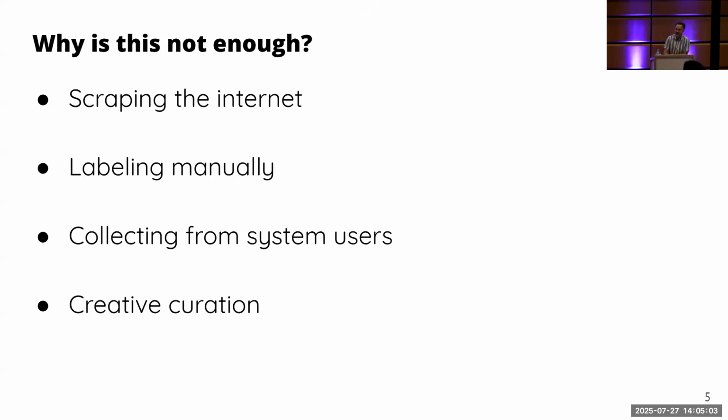So why is this not enough? The first is scraping the internet is too noisy. So we have lots of data that we wouldn't necessarily want to be using because it's not the best training data. It's also too massive. So we're very compute constrained nowadays when we train models. And so just training a large model on the entire internet is not enough.